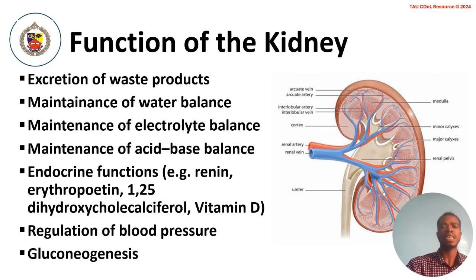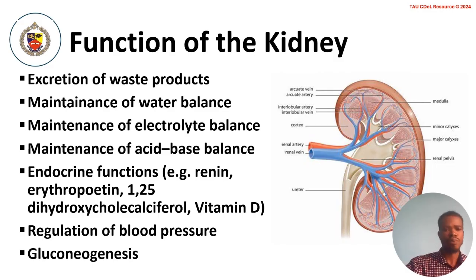Now, maintenance of acid-base balance, as I said earlier, is by excretion of hydrogen ion and reabsorption of bicarbonate. You understand? Reabsorption of bicarbonate. Those two ways are the ways the kidney helps to maintain acid-base balance. Now, endocrine function: erythropoietin, which is one of the major hormones that helps in production of blood. Then we have renin also. Renin is also one of the hormones that is being produced by the kidney.